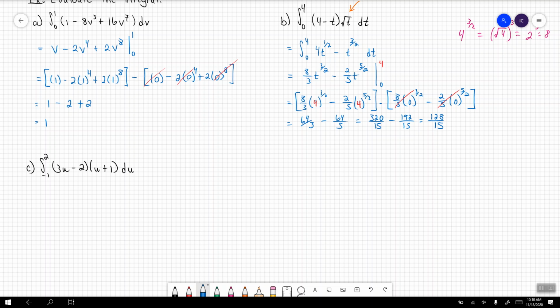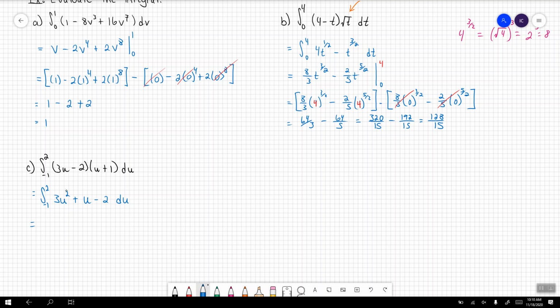Now, in order to do it at this point in time, we have to get this integrand into a form that we know how to integrate, which means it's either a polynomial or exponential, or rational exponents, something of that form. So what I want to do is distribute: 3u times u, that's 3u squared, 3u minus 2u, that's going to be u. Negative 2 times 1 is negative 2. This is all du. Now we can integrate term by term.